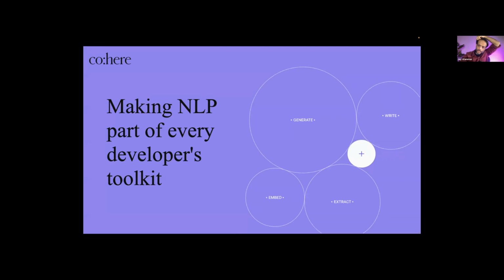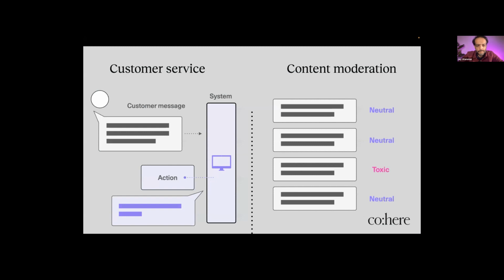I work at a company called Cohere, which is making NLP part of every developer's toolkit. Cohere trains massive language models and offers them via API. And I get to work with the developer community and enterprise customers to advise them on how these models can best serve their business use cases.